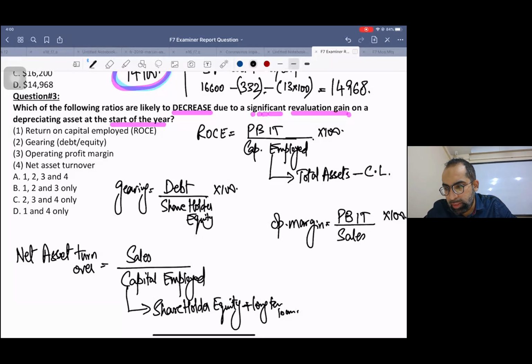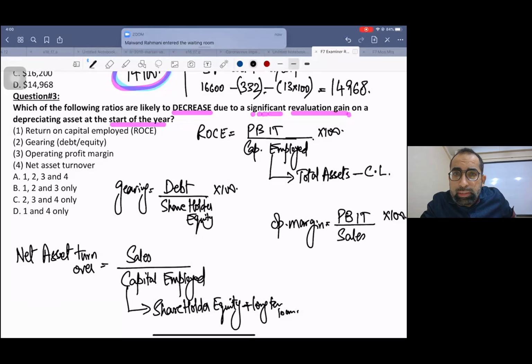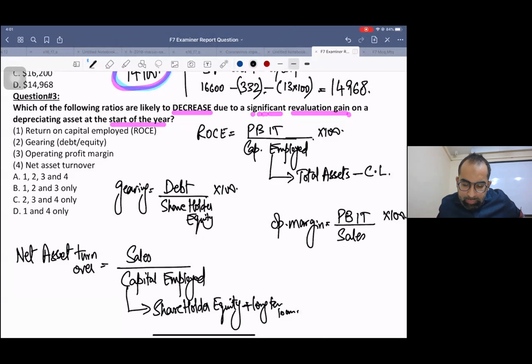Only very few students are right. Listen, let me solve it for you. They are saying which of the following ratios are likely to decrease. The question is about decrease, right? The first ratio is return on capital employed. What they are doing, there is some upward revaluation at the beginning of the year.